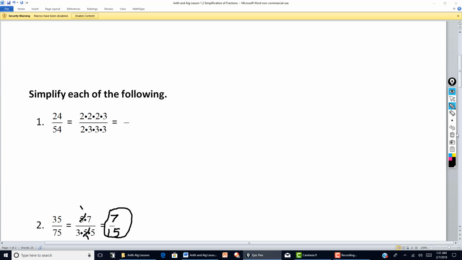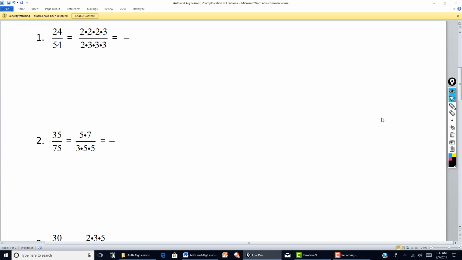Now I do want to point out that you can simplify or reduce these without going through the prime factorization. Yes, you can do that. But when you get into algebra, you're not dealing with numbers, you'll be dealing with expressions. So it's not going to be that easy to just look at the numerator and the denominator and tell what's going to go into both and then get your answer. It's going to be a different story when you deal with algebraic expressions.